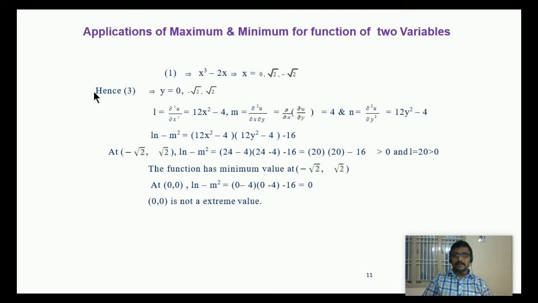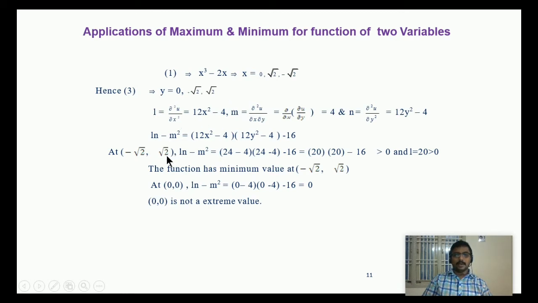So L is the dou square u by dou x square, M is the dou square u by dou x dou y, and N is the dou square u by dou y square. These are the second order partial derivatives, which are obtained by again differentiating partially with respect to x or y the first order partial derivatives, and then computing these values at the stationary points.